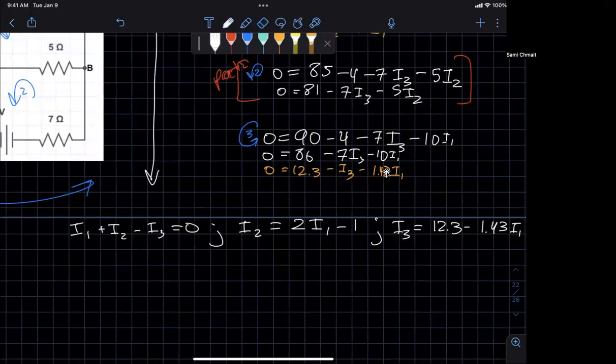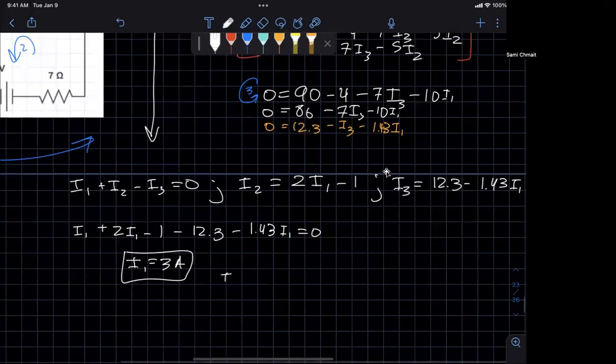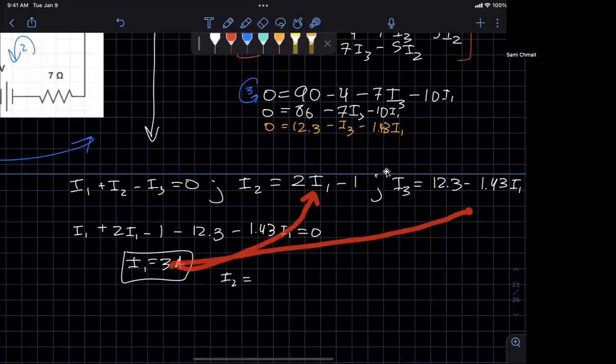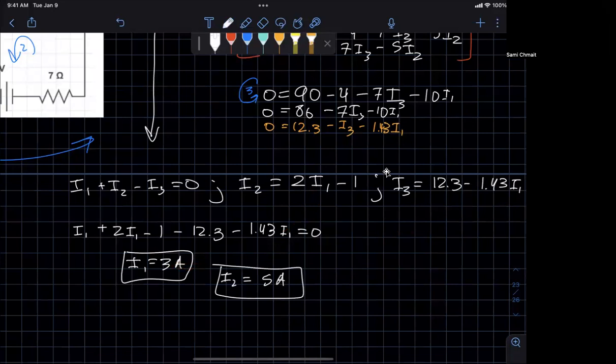Okay. And now we're just going to plug everything in. So let's get our I1s going. I1 plus 2I1 minus 1 minus 12.3 plus 1.43 I1 is equal to 0. Work the same thing as before. You get I1 is equal to 3 amps. I2 you just plug in, and I2 is equal to 5 amps. And then I3 is going to be equal to 8 amps.